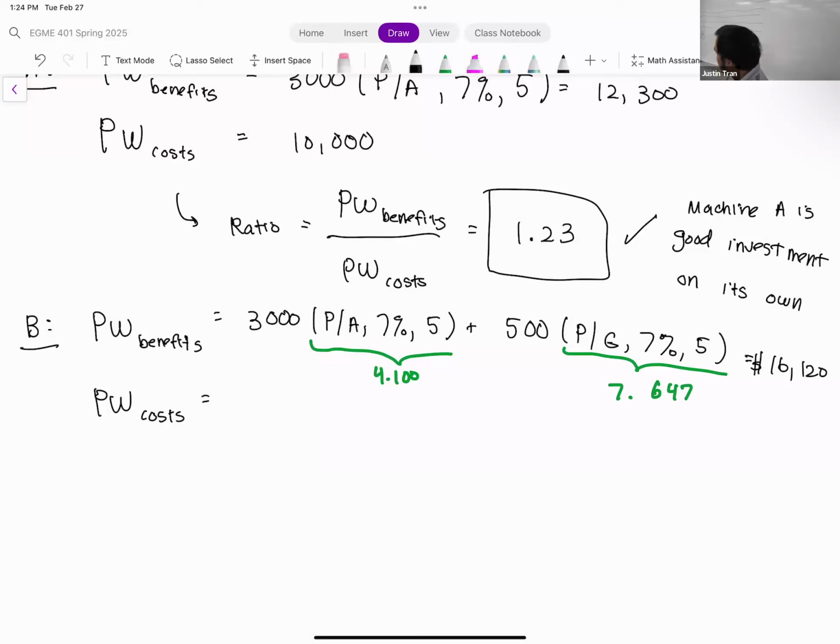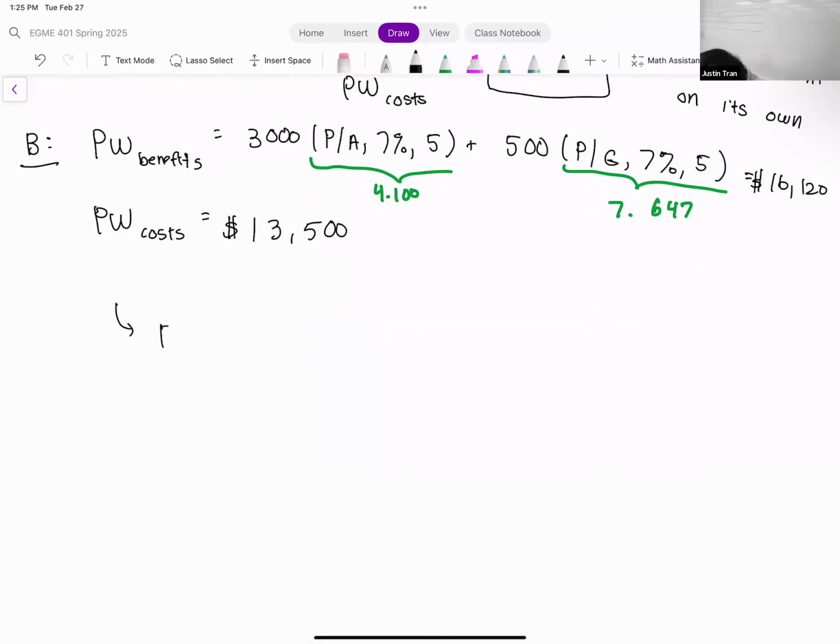Now we have the costs. The present worth of the cost for machine B, the only cost that we have is the $13,500 initial cost. Since that $13,500 is already in present format, an amount that we're paying today, we don't need to do any conversion. So we just leave it as it is.